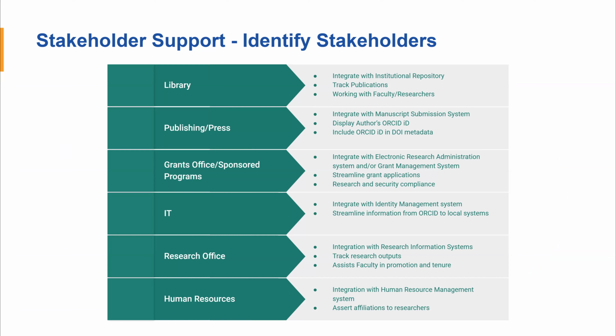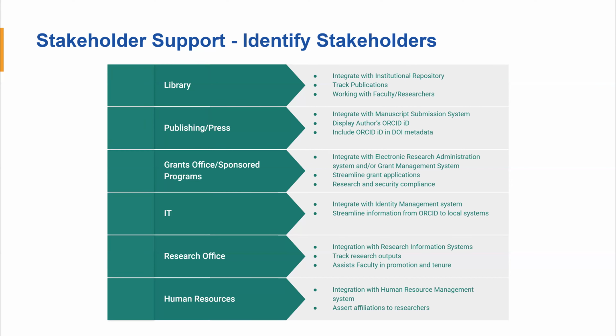So one of the things also when you're looking at stakeholder support is to really identify the different stakeholders that you have in your organization. So keep in mind that stakeholders in your organization have different goals when it comes to ORCID. For example, if you're at a university or a college, your library would perhaps be looking at integrating an institutional repository with ORCID. And the goal there is about putting publications, the citations, in ORCID, or perhaps tracking publications.